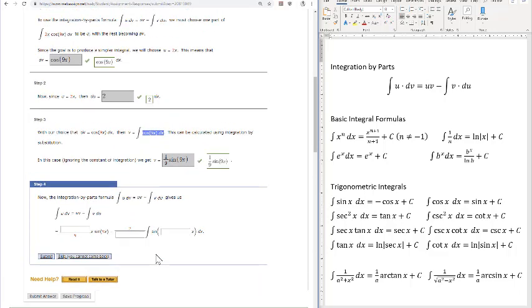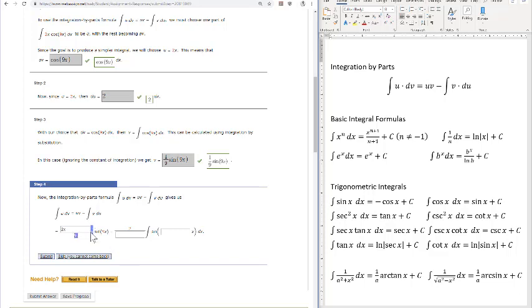Alright, so according to this formula, we have u is 2x, and v is 1/9 sine 9x. du is going to be 2, and dv is going to be cosine 9x dx. So according to this formula, this is going to equal uv. So u is equal to, I'm sorry, u is equal to 2x. So this is going to be 2x.